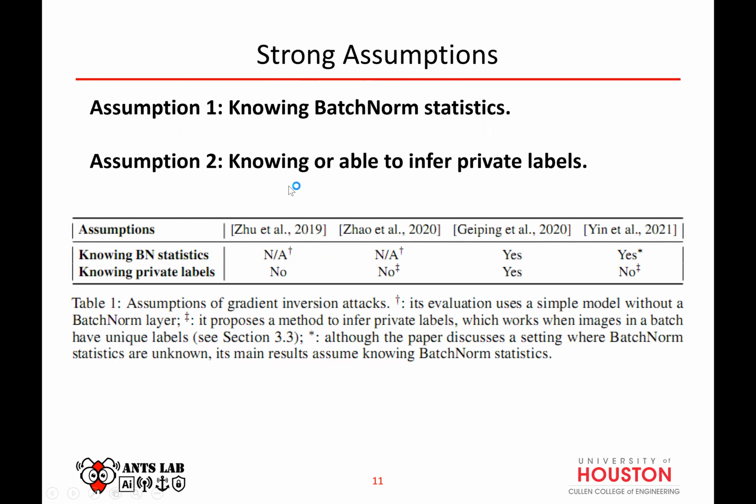And the second assumption is knowing or being able to infer the private label. However, if multiple images in the private batch belong to the same label, neither approach can tell how many images belong to the label, let alone which subset of images belong to the label. So under this setting, the assumption is not available.